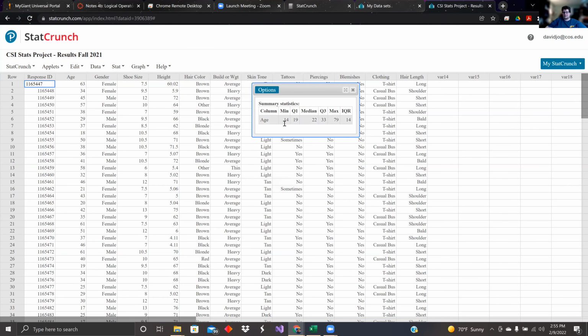So the lowest age person that took the survey was 14. The oldest person that took the survey was 79. The IQR is based off of Q3 and Q1, 33 and 19. So 33 minus 19 is 14.